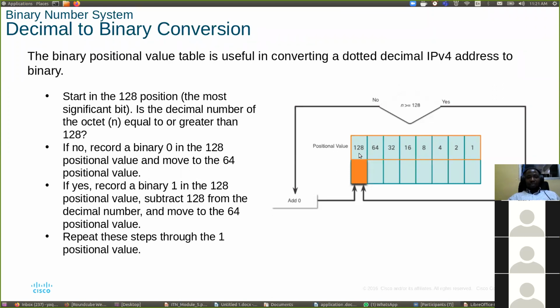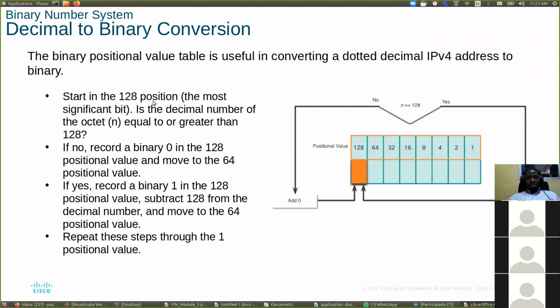So when you're given a decimal number to convert to binary, you start with the highest position. When you're given a number, you start with the highest position. Let's say this is the number given to you.